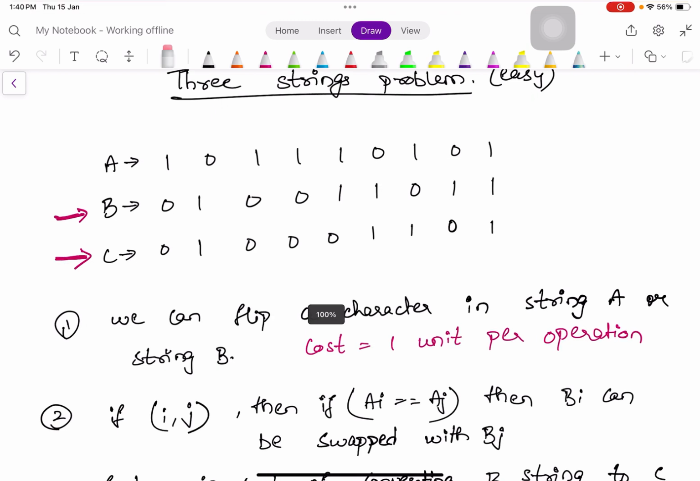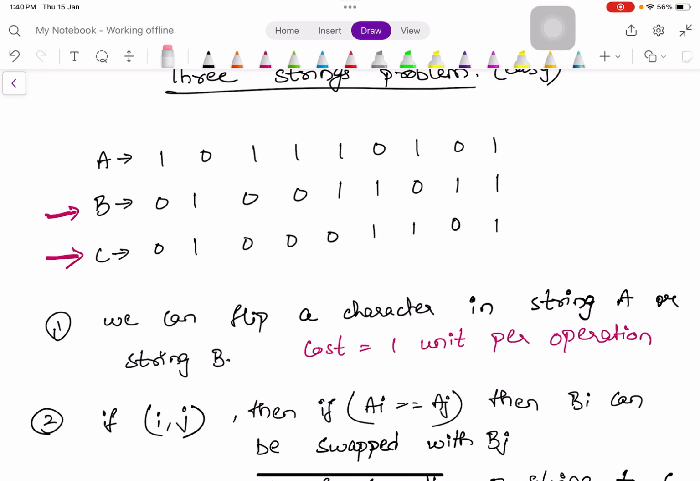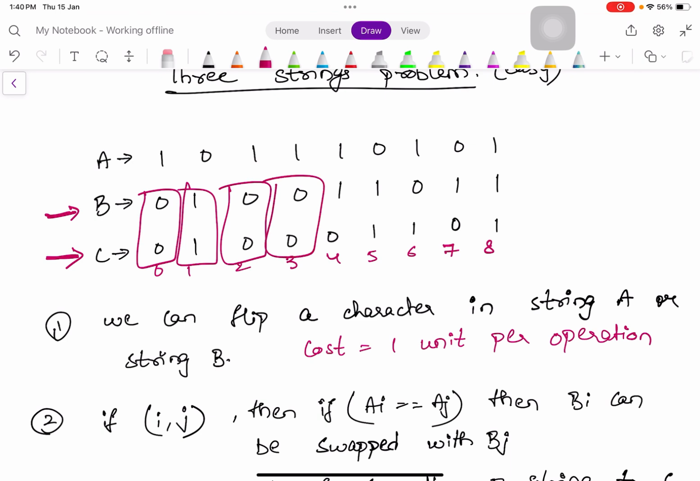In this input over here, we are given 3 strings. In these strings, let me write indices 0, 1, 2, 3, 4, 5, 6, 7, and 8. Index 0 is already matching, index 1 is already matching, index 2 is already matching, 3 is already matching, 5 is already matching, and 8 is already matching.